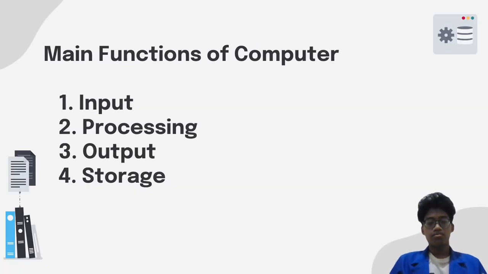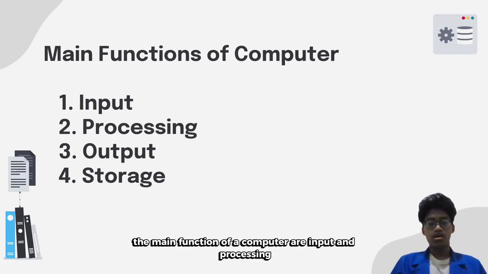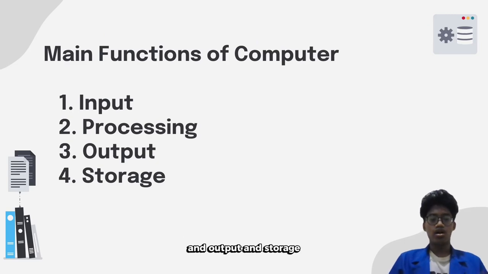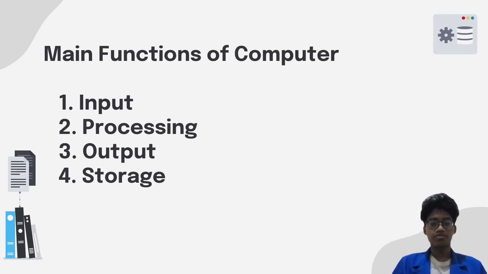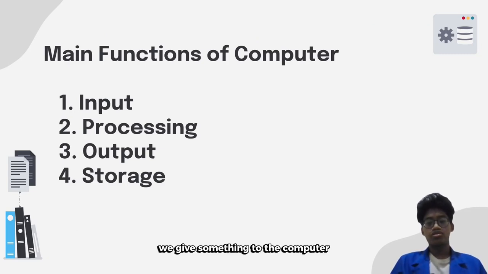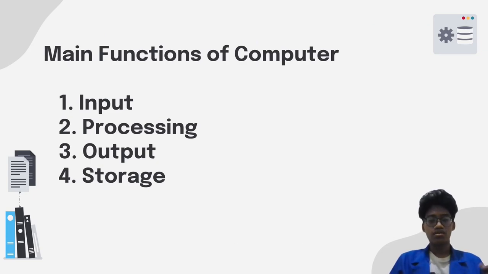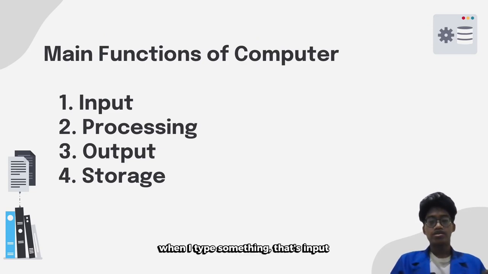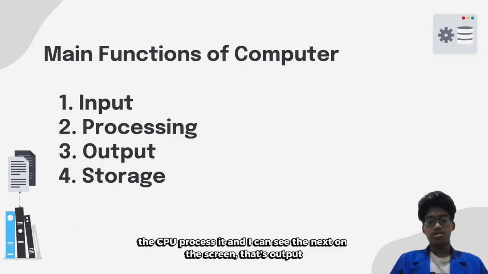Next, the main functions of a computer. The main functions of a computer are input, processing, output, and storage. It's actually simple. We give something to the computer, it works on it, and then gives us the result. For example, when I type something, that's input. The CPU processes it, and I can see the text on the screen. That's output.